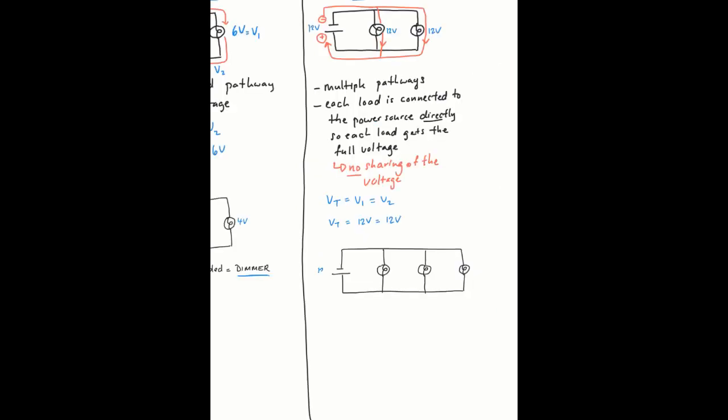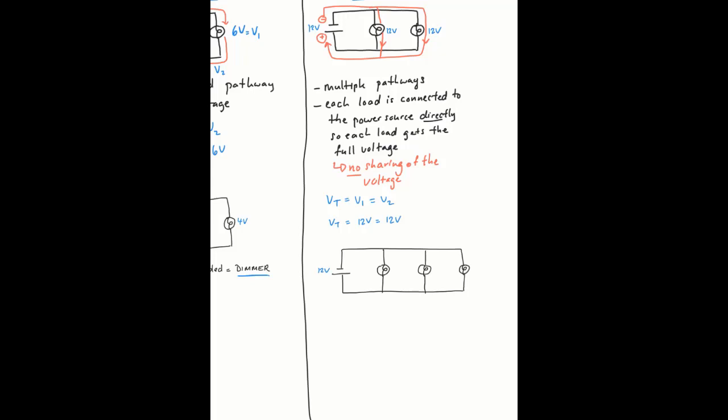So here we started off with our 12 volts, but this guy has its own pathway, so it's going to have the full 12 volts. This guy has its own pathway, so it's got the full 12 volts. And then the third light bulb has its own pathway, so it's going to get the full 12 volts as well. There's no sharing. When you have a parallel circuit, the total voltage is the same for every branch in the pathway. Now that would be a little bit different if we had a combination circuit.